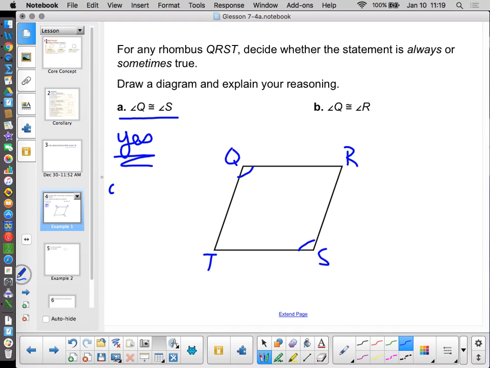They have to be, because opposite angles of any parallelogram are congruent.